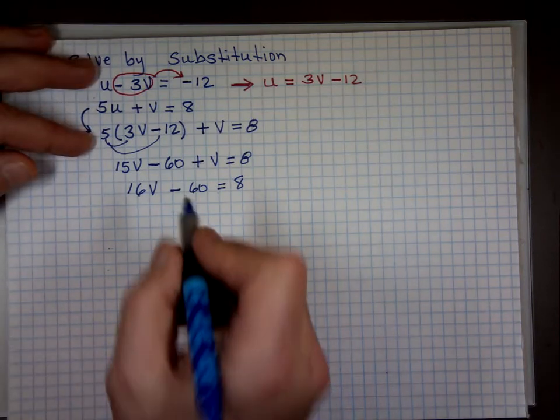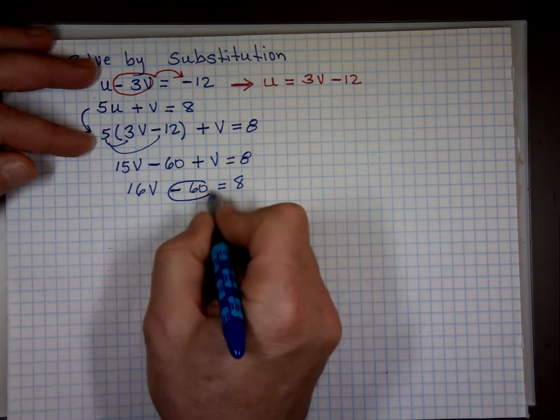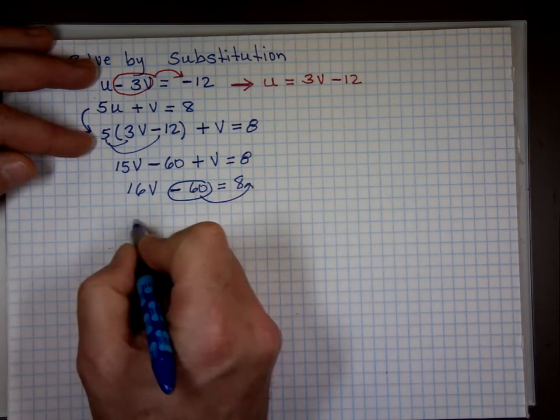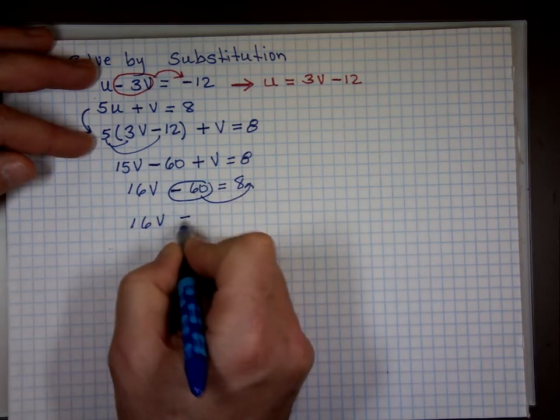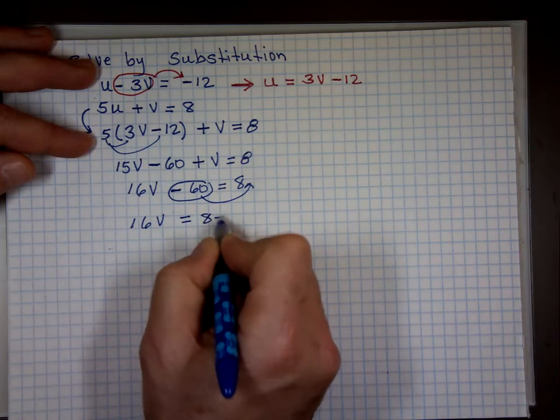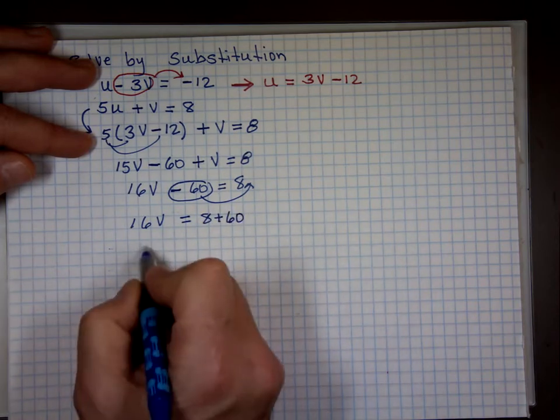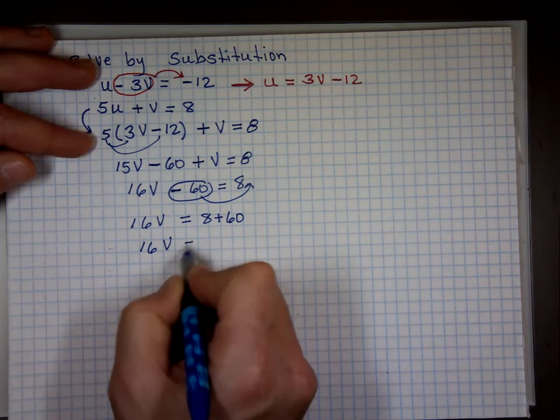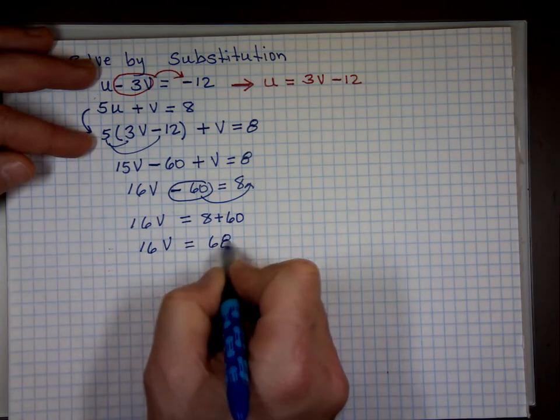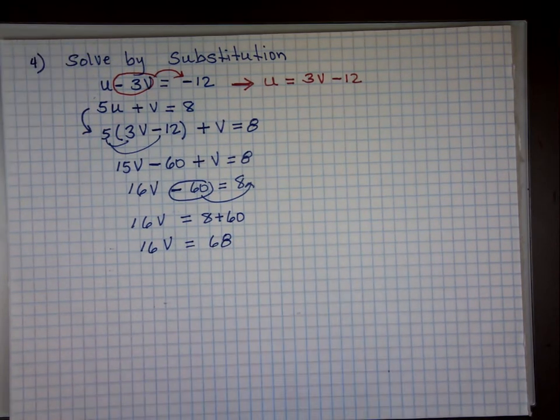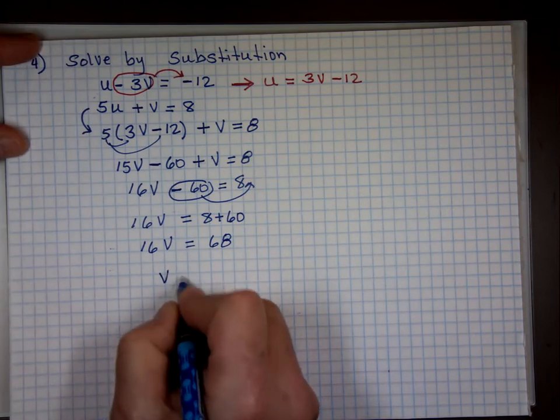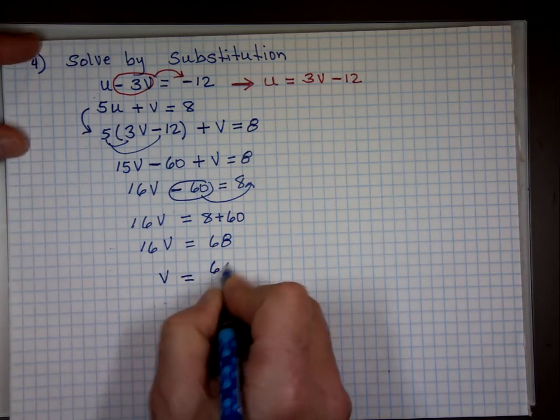Again, isolate the variable. Take the negative 60 there. It becomes what? 8 plus 60, which is 68. And to get v, it's going to be what? 68 over 16.